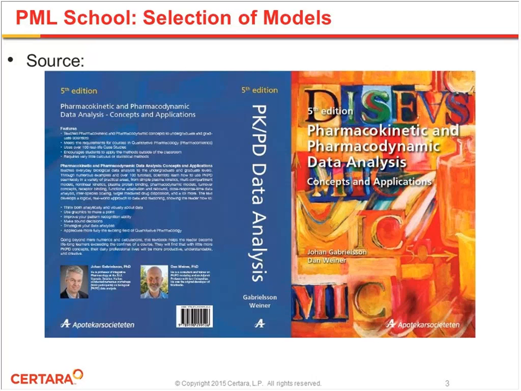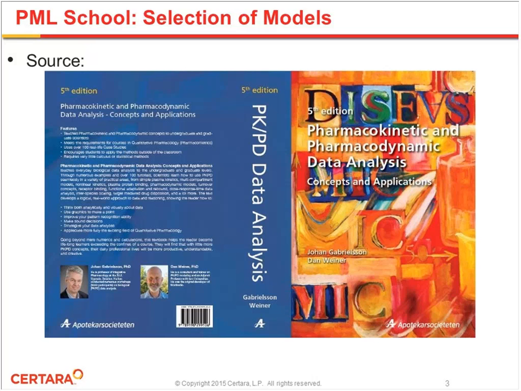Additional information about this book: the book of Johan and Dan has recently been released in its 5th edition. It contains a large theoretical part, but also comes with more than 100 different exercises covering all sorts of modeling scenarios, and they are explained in great detail in this book.